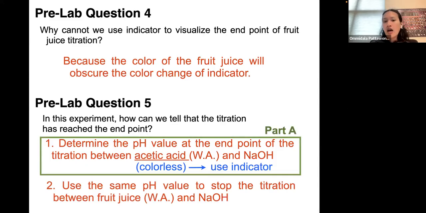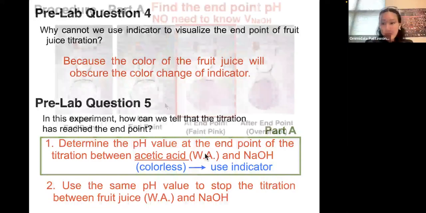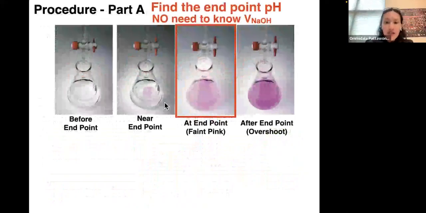So that means in part A, this is exactly what you're going to do. You are going to add acetic acid together with sodium hydroxide, and make sure that you add indicator as well to see the color change. The color change at the endpoint would be the faint pink color. After you get that, all you need to do is measure the pH at that point. Once you know the pH at that point, that's going to be used for your titration for part B. Note that in part A, you will have to do this by yourself.